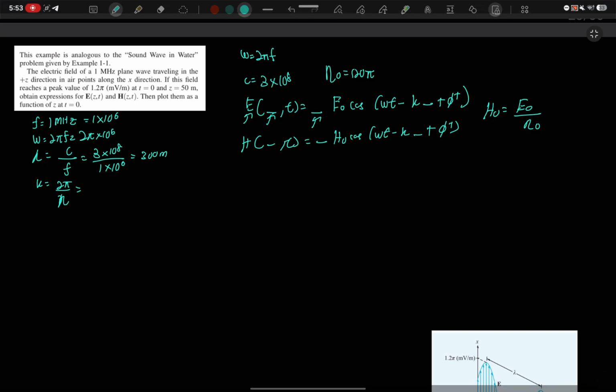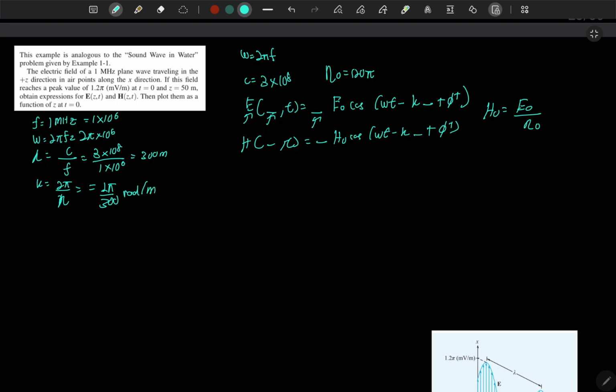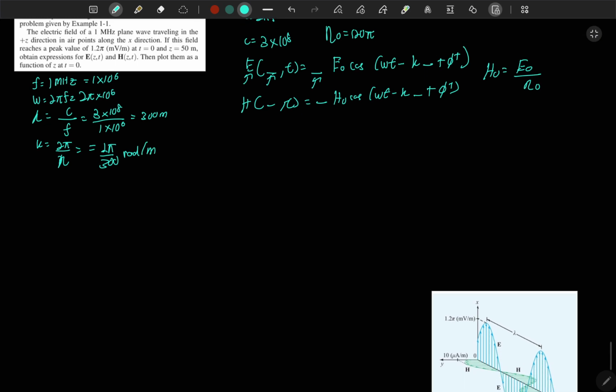one moment, just one moment. Okay, I am speaking. Good. Okay, 2 pi over lambda, which is equivalent to 2 pi over 300 radians per meter. Okay, then do we have it complete?